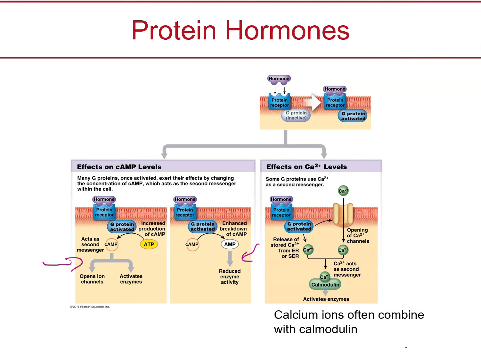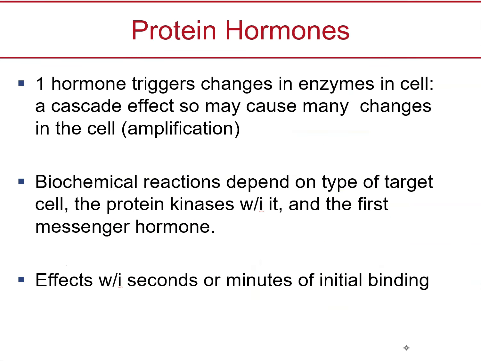But remember, the other second messenger is calcium ions. Sometimes when that hormone binds, you get your G protein. In this case, it opens calcium channels. Calcium comes in and it binds to something called calmodulin, and then that is the second messenger, and it carries out the responses. So the idea here is that you have one hormone binding and it causes a cascade effect.